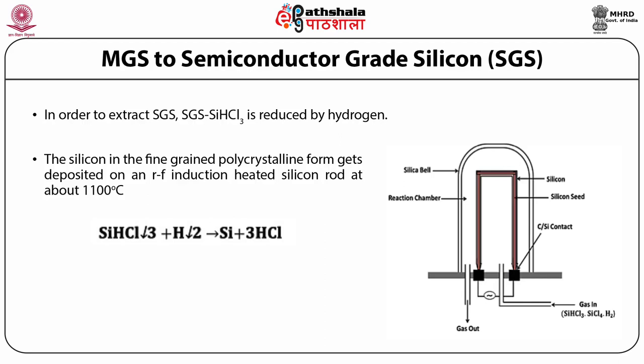That is, SiHCl3 plus H2 gives Si, that is silicon, plus 3HCl. This process of preparation of SGS is a high temperature, slow, batch process. Also, it has a very low yield. Hence, the final product becomes expensive due to the very large amount of heat used. This ultra pure polycrystalline silicon is finally to be converted into the single crystal form for its further use in the fabrication of solar cells.